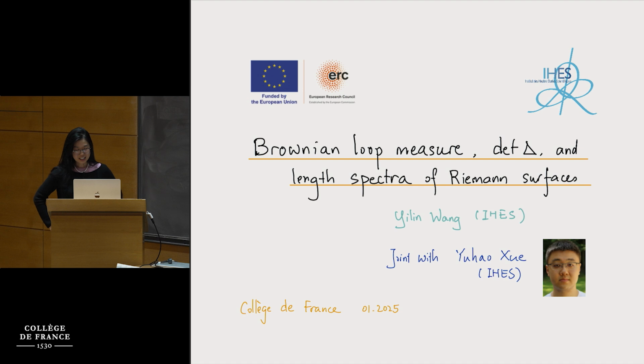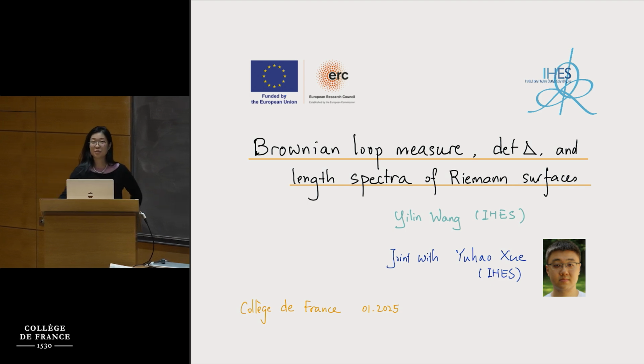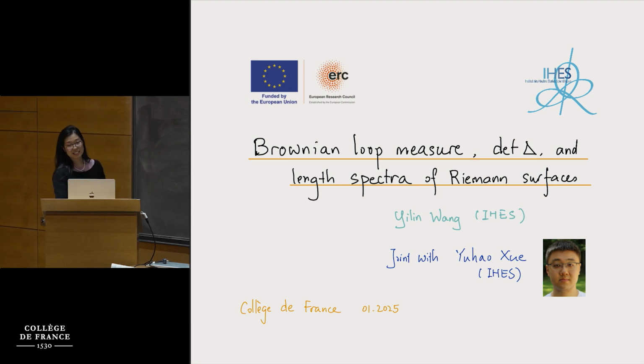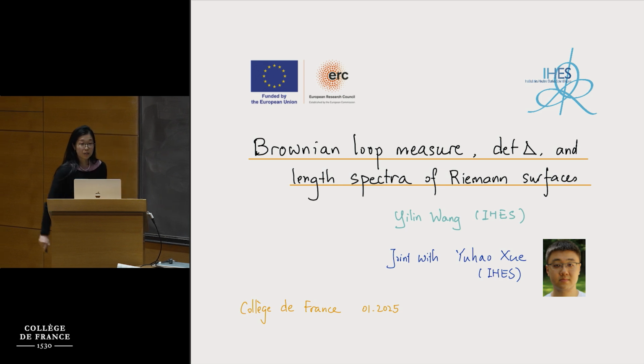So today I'm going to tell you about a recent work I did with Yuhao Xue, who is a postdoc at the IHES, who is sitting there. The key message of today is to show you we can actually use probability to prove some results about geometry. So it's not exactly about random geometry, but it's still geometry and probability. I will introduce what these are: Brownian loop measure, determinants, and Laplacian.